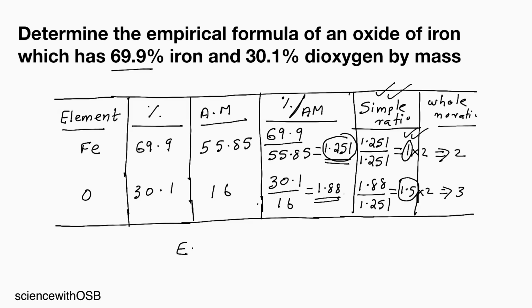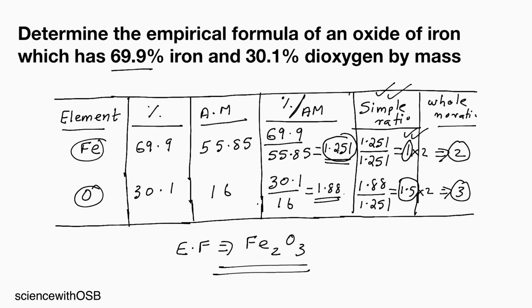So empirical formula is what? Fe₂O₃, and that is our final answer. You can see, right? Fe is 2 and oxygen is 3, and empirical formula is Fe₂O₃.